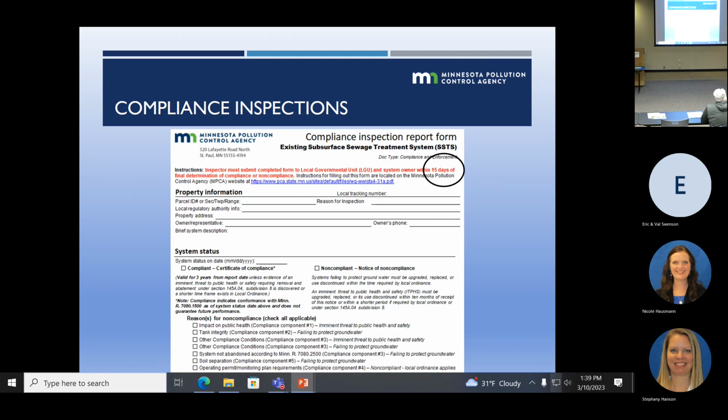It means we have to turn the stupid thing in within 15 days of the compliance inspection, right? That 15 days means when? When does the 15 days start? It means when your inspection is done, you have 15 days to fill it out and turn it in. And not just to the county, but also to the landowner. Okay? So you have 15 days to do that.